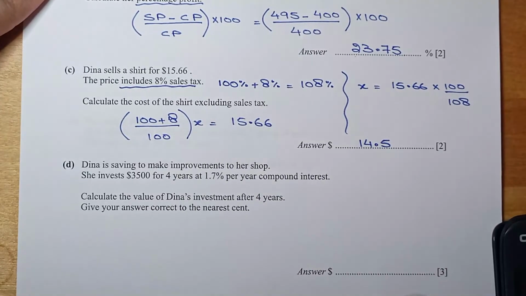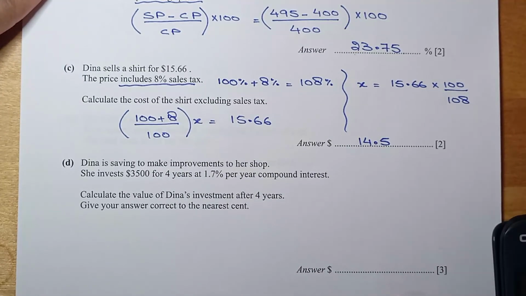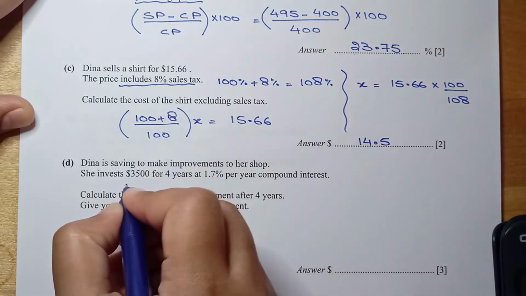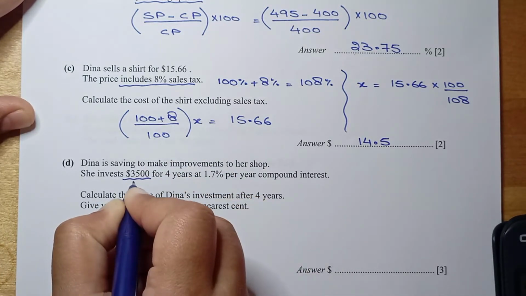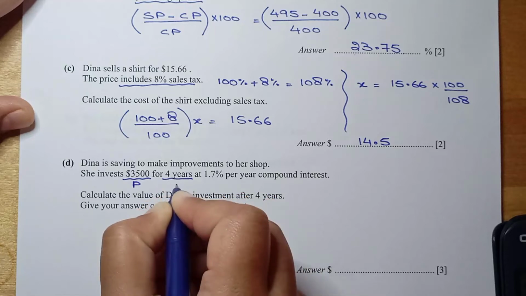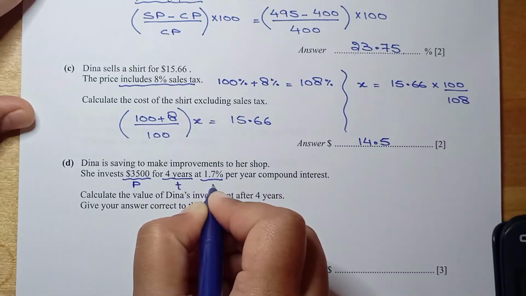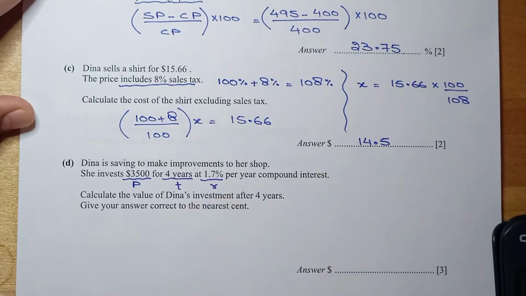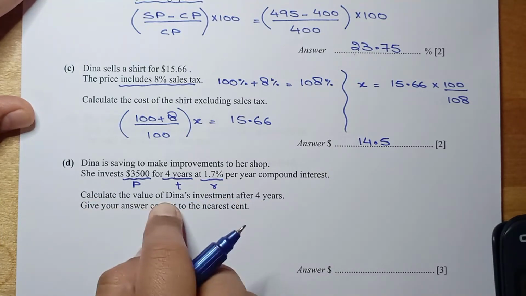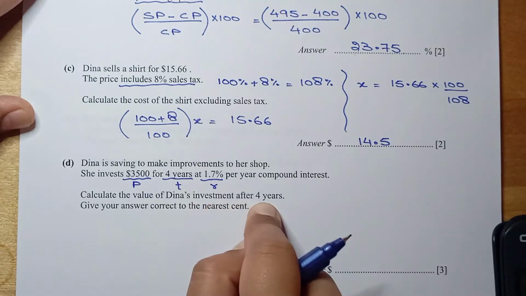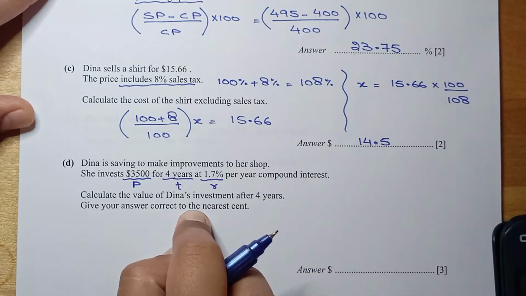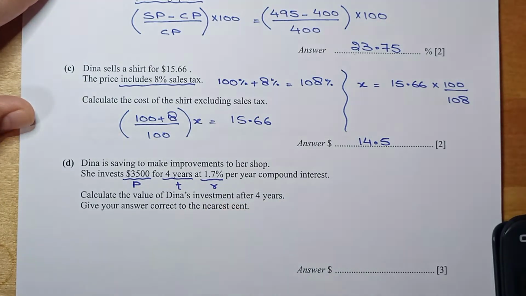Okay, now for the D part, Dina is saving to make improvements to her shop. She invests $3,500, this is the principal, for 4 years, this is the time, at 7.1% per year compound interest, that is the interest rate. Calculate the value of Dina's investment after 4 years. Give your answer correct to the nearest cent.